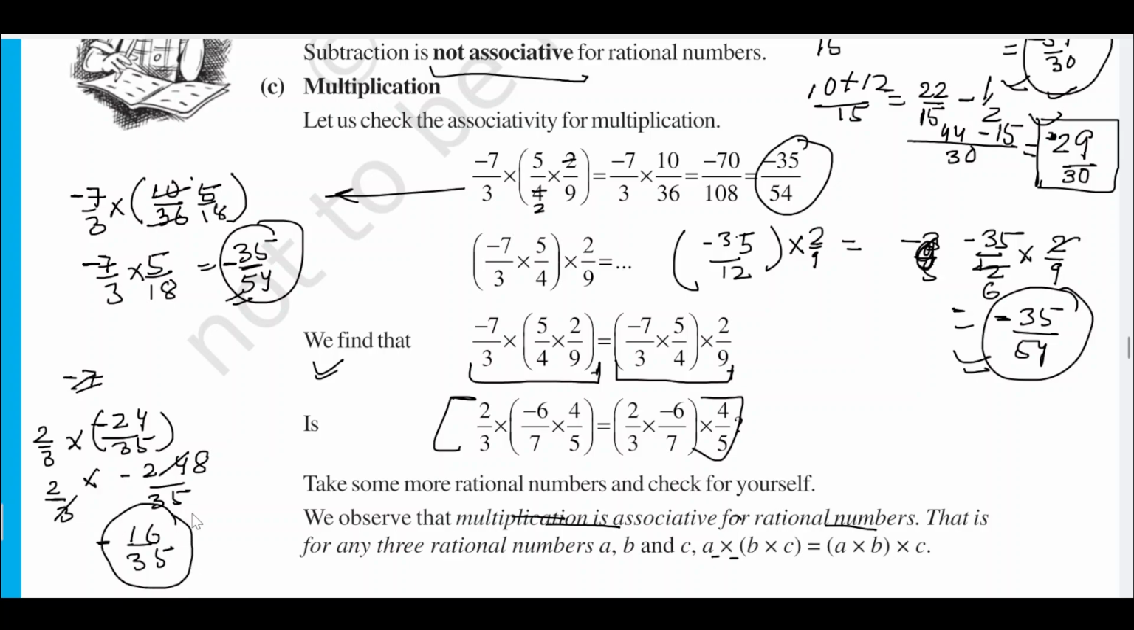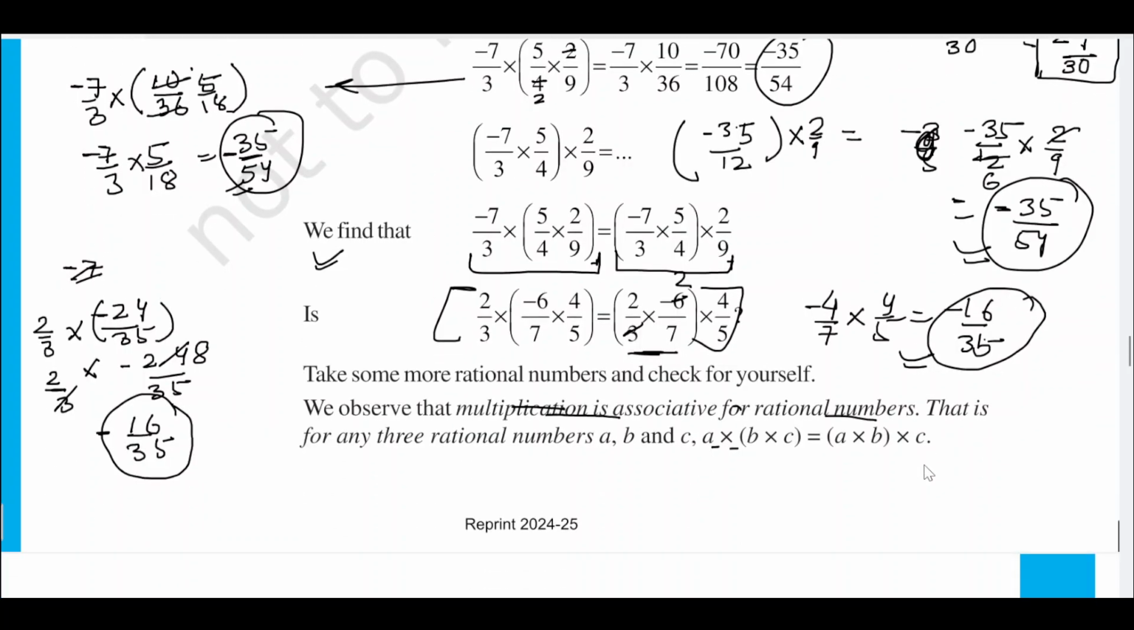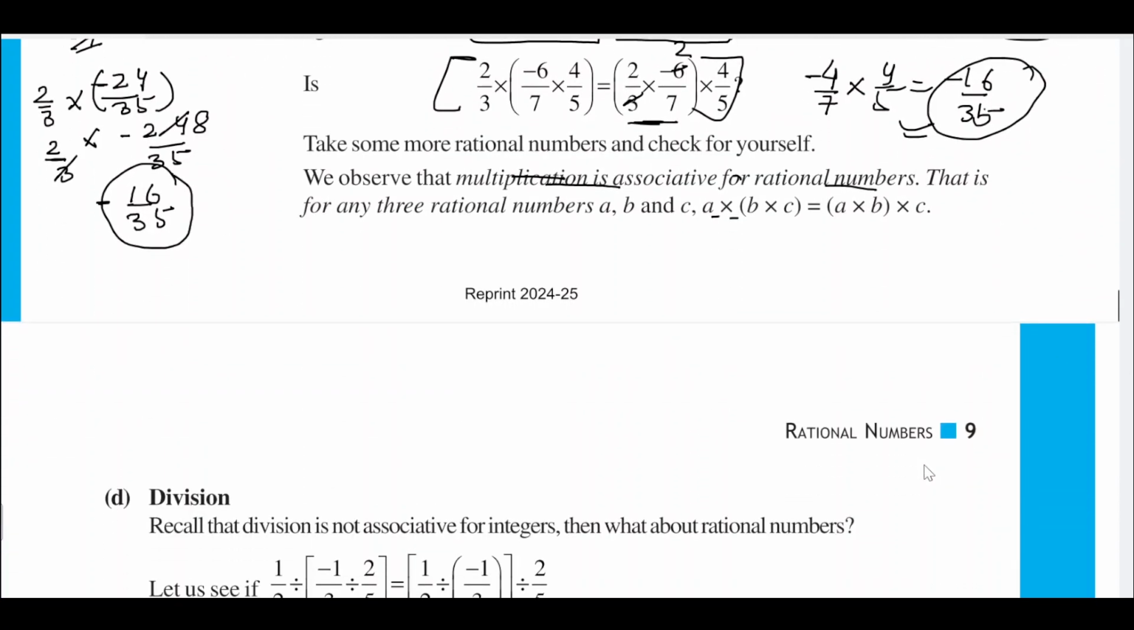We are getting this for the LHS side. RHS side, we will first solve this one. So this one is common 2. So minus 4 by 7 into 4 by 5. Minus 16 by 35. So in this case also LHS is equal to RHS. So we will say that for rational numbers multiplication is associative.